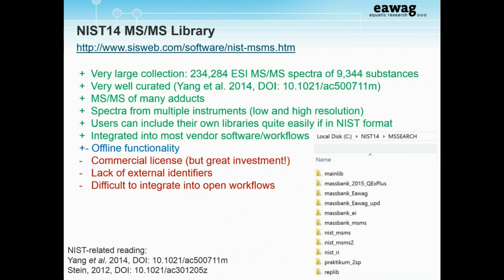It's a very large collection. They've almost got as many spectra as their MS collection, but many fewer substances. So it's only about 9,000 substances. Only in inverted commas, because this is actually one of the largest substance collections.